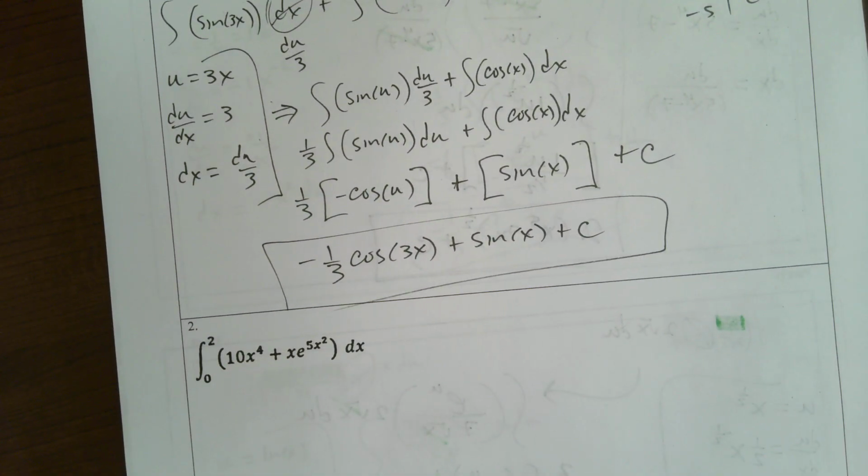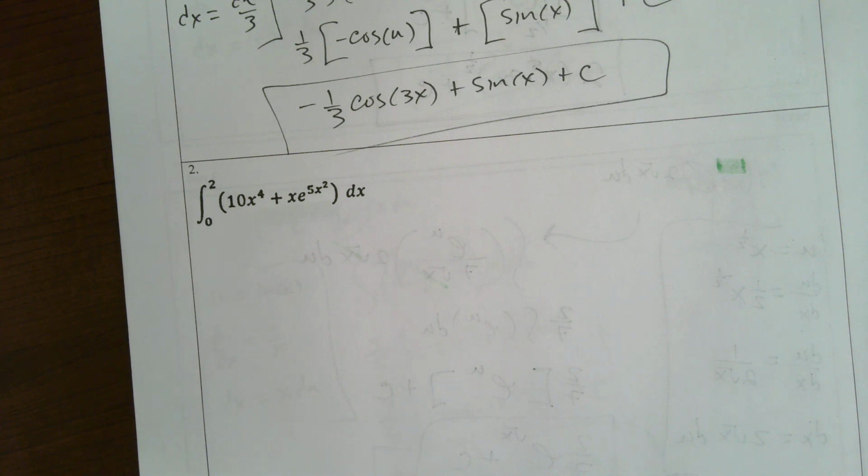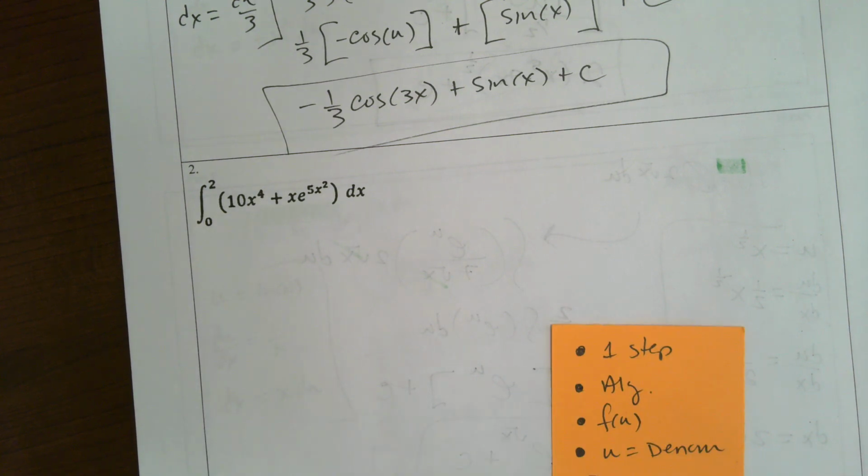So this is negative 1/3 cosine of 3x plus sine of x plus c. Okay, so that is the antiderivative. Okay, now this next one. We're in a similar situation, except it's a definite integral. So we need the fundamental theorem of calculus. Final value, antiderivative, final value minus initial value.